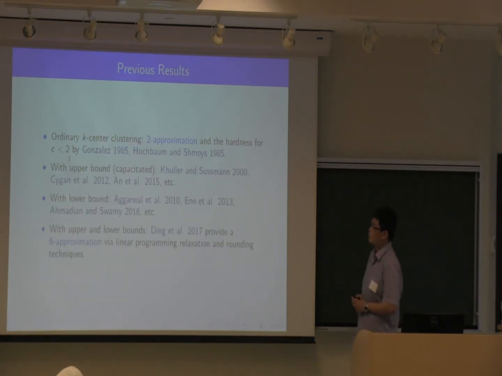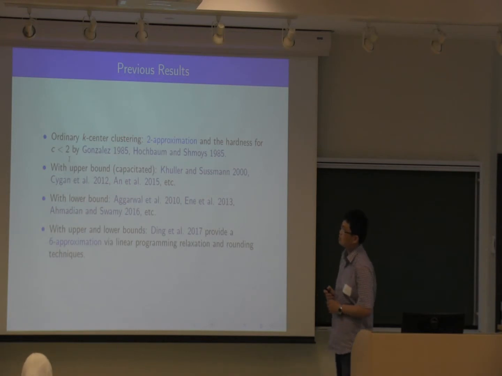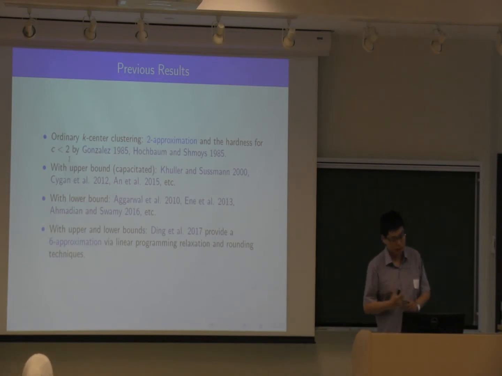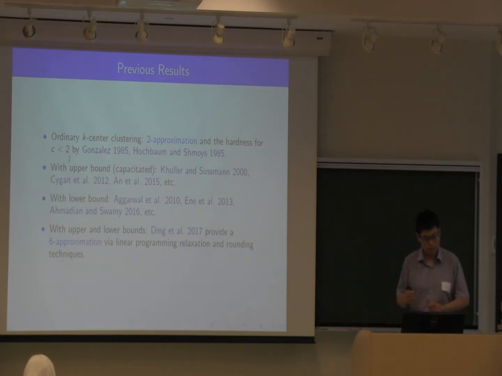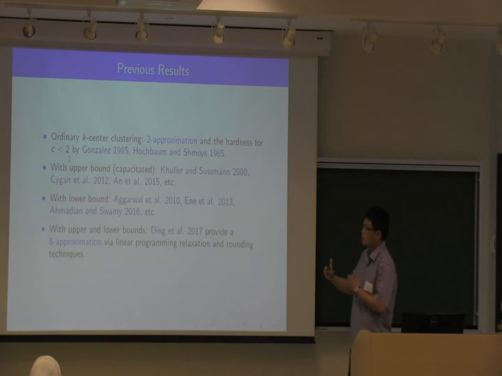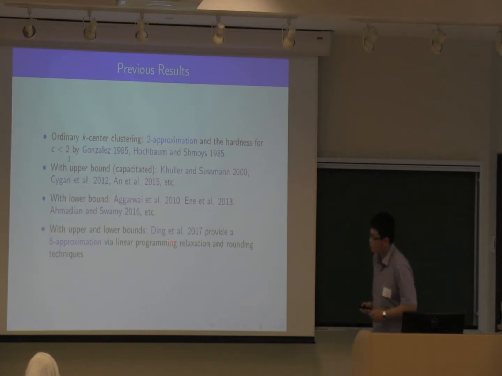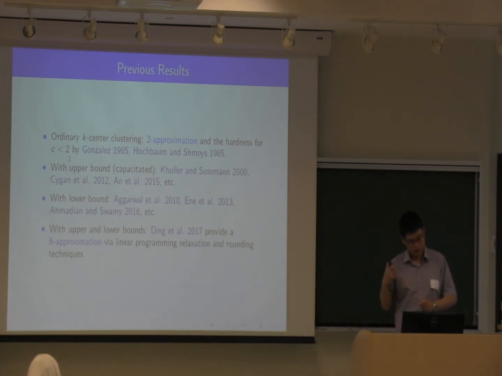Here I list several existing results for both ordinary and constrained k-center clustering. For the ordinary case, there are two famous results. One is by Gonzalez, and the other one is by Hochbaum and Shmoys. They both gave 2-approximation algorithms for ordinary k-center clustering, and they also both proved that unless P equals NP, it's impossible to get any approximation ratio lower than 2. Here are also several results for the case considering either upper or lower bound. And most recently, our other new paper, to appear in this year, gave a 6-approximation algorithm considering both upper and lower bounds, using techniques like linear programming relaxation and rounding.